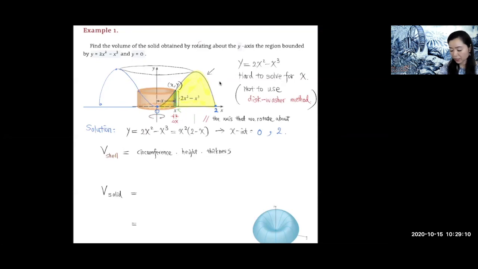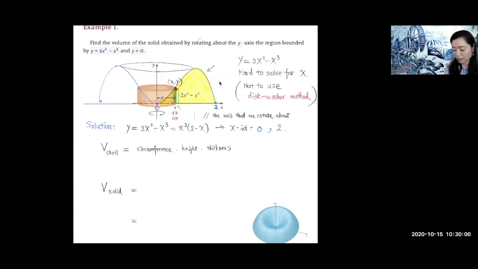So we first get a point on the curve x comma y, and then we draw a segment which is parallel to the axis that we rotate about. And then let's make this thin rectangle, and when you rotate this thin rectangle, we get a thin shell over here. Now, in order to set up the integral, we need to find the x-intercepts here and here. To do that, we will factor this into x squared times 2 minus x. Y equals 0 when x equals 0 or 2. So the two x-intercepts are 0 and 2.